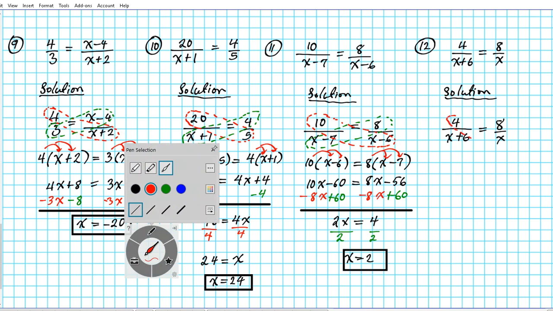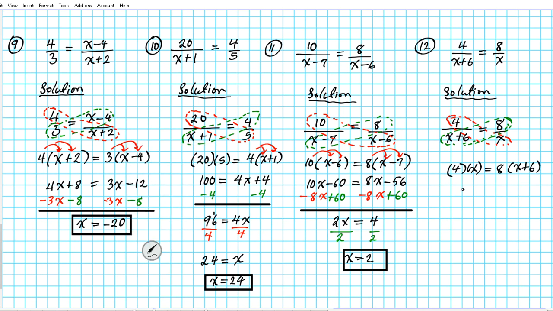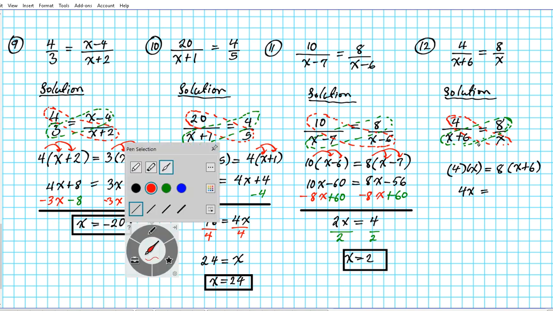So we'll multiply 4 by x and multiply 8 by x plus 6. Alright, have a star there. So that gives us 4 times x equals 8 times the quantity x plus 6. 4 times x is 4x. And then on the right side, we're just going to distribute the 8 to x plus 6. So that will be 8x plus 48.